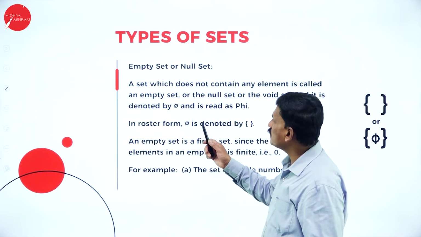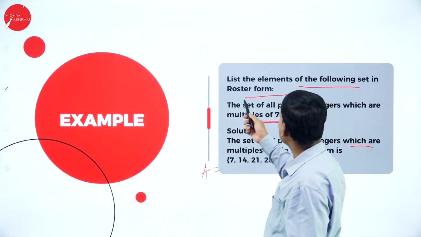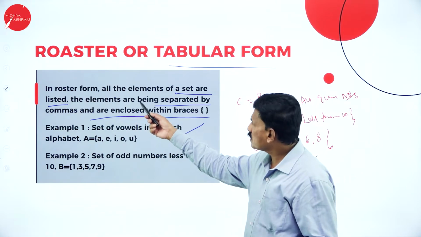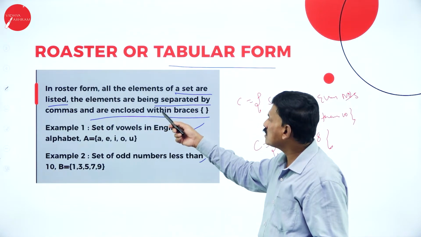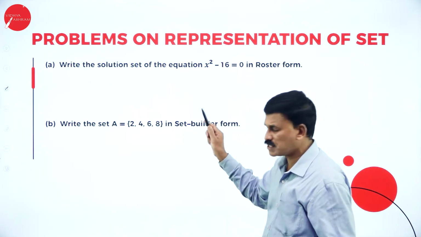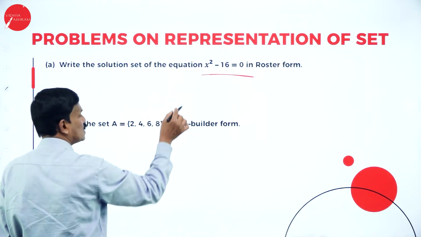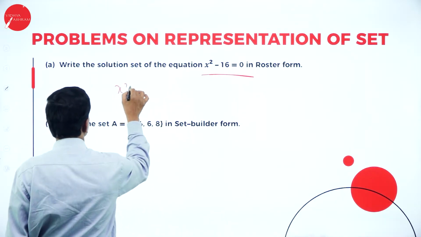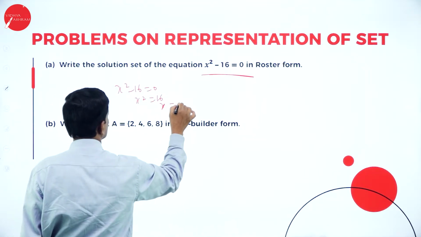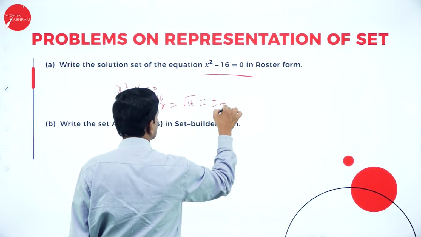Well, according to the definition, what is the roster form? In roster form, all the elements of the set are listed and separated. If you solve, you will get the elements. So what is given? x square minus 16 is equal to 0, x square is equal to 16, x is equal to square root of 16, which is equal to plus or minus 4.